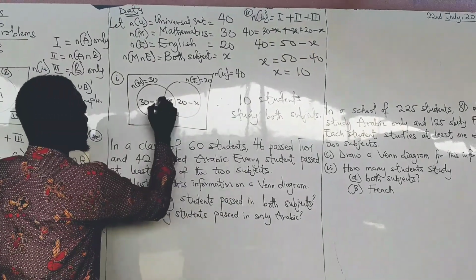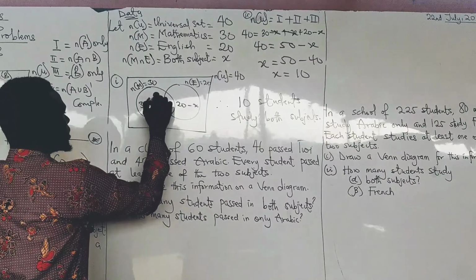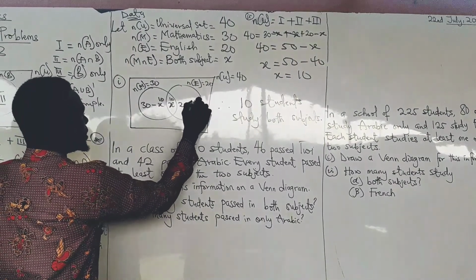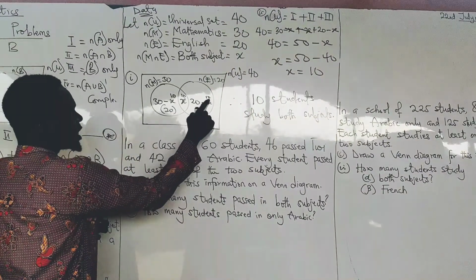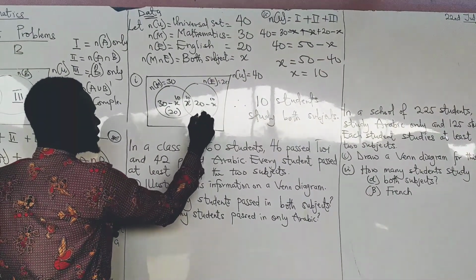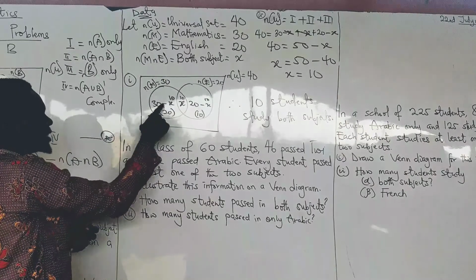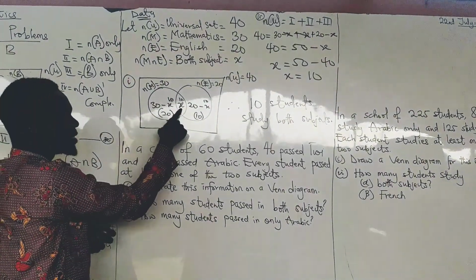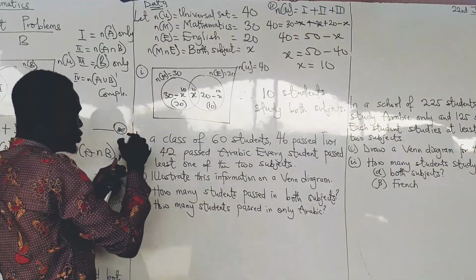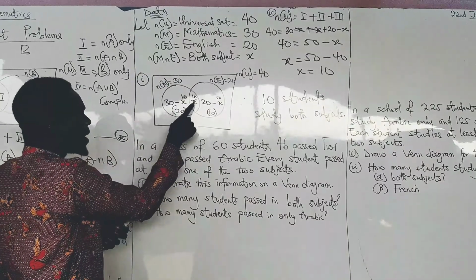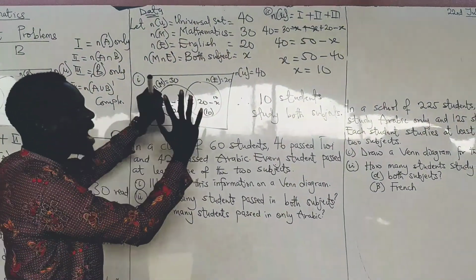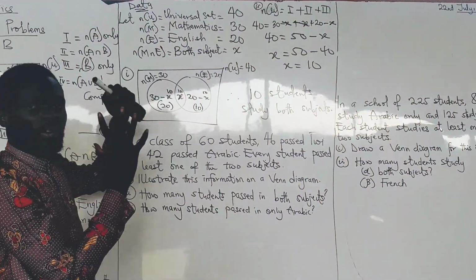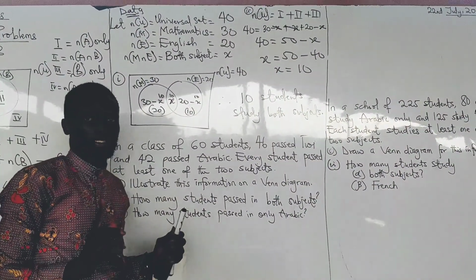Position the x here, which is 10. So if you subtract 10 from 30, you have 20. If you subtract 10 from 20, you have 10. So it means the only for mathematics is 20. The x is 10, and this is 10. So you will see that when you add the only plus the both plus the only here, it is equivalent to what? 40. And this is how we solve a question on Venn diagram without a complement.